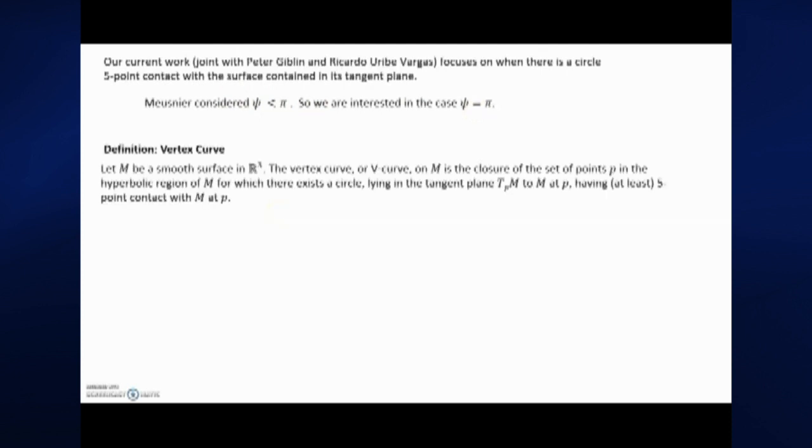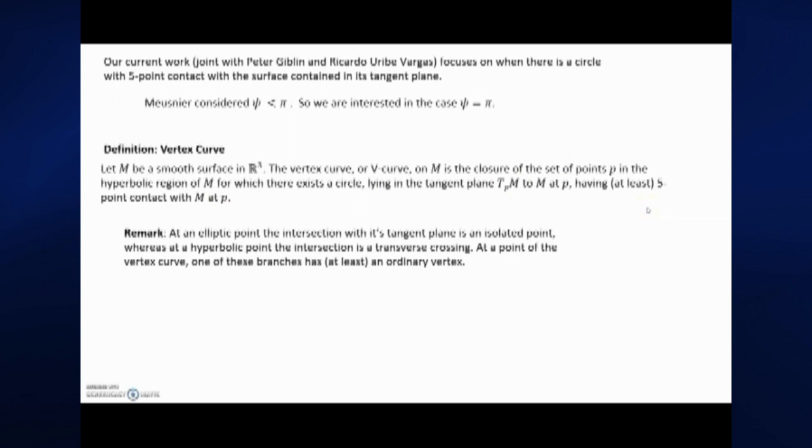So we introduce the following definition of the vertex curve. For a smooth surface in R3, the vertex curve, or V-curve, on the surface is the closure of the set of points in the hyperbolic region of the surface for which there exists a circle lying in the tangent plane that has at least 5-point contact with the surface. The reason we insist that the point of the surface be hyperbolic is that when you intersect your surface with a tangent plane, you get a transverse crossing, whereas if it was elliptic, you'd get a single point.